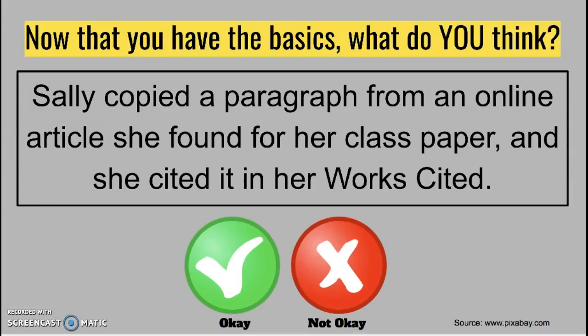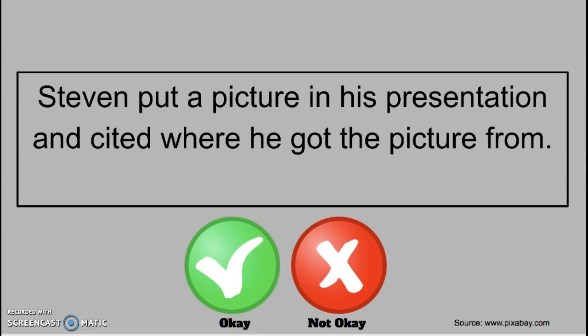All right, before we end the lesson, let's review real quick. Sally copied a paragraph from an online article she found for her class paper, and she cited it in her work cited. Is this okay or not okay? Next one. Stephen put a picture in his presentation, and he cited where he got the picture from. Okay or not okay?